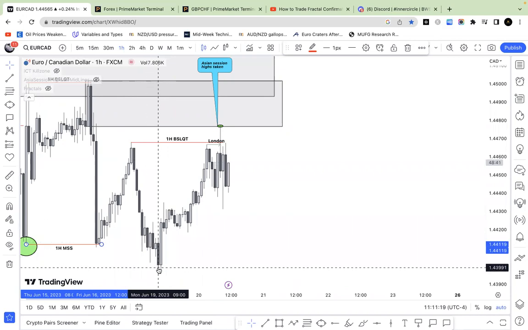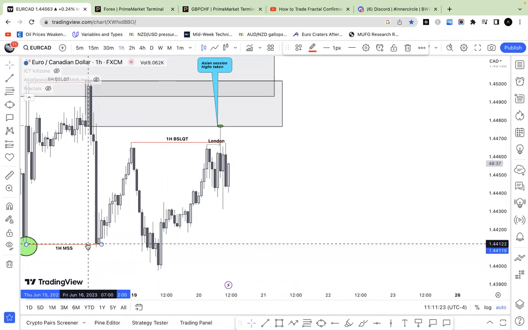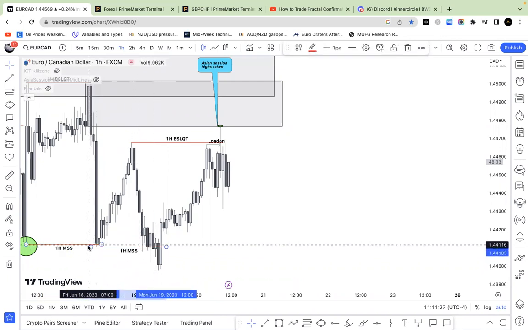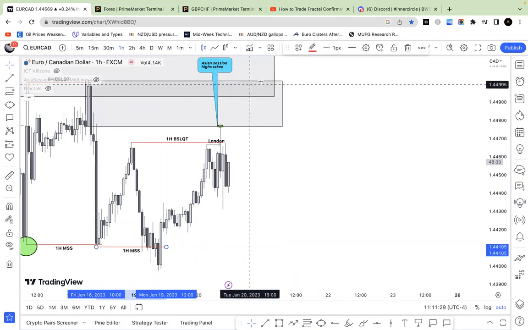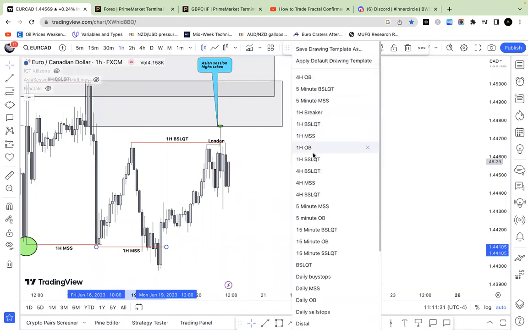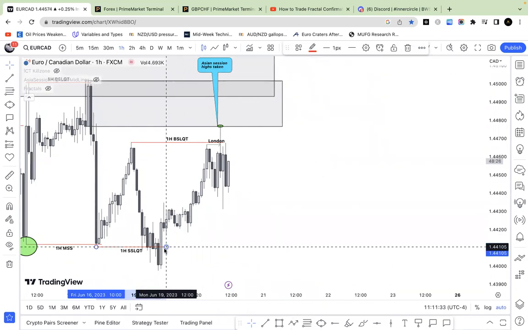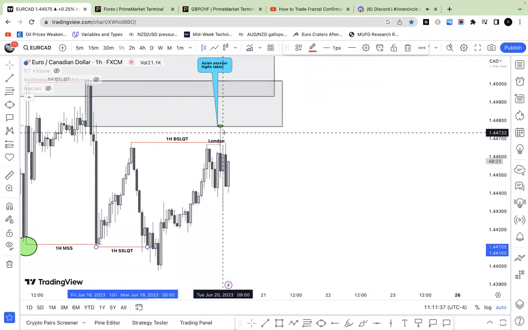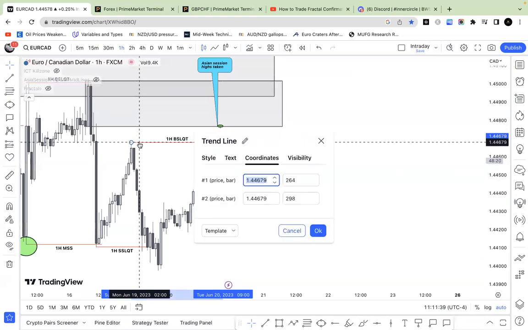Price had a break of structure right here again, right? Taking this swing low, but you could draw that in as well if you wanted to, and you should. 1H sell side liquidity. So you can draw that in if you want to, and then buy side happens, boom, comes up, and you expect it to take this high, right?